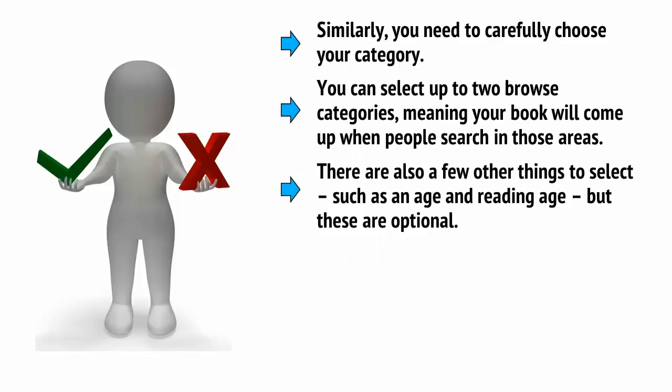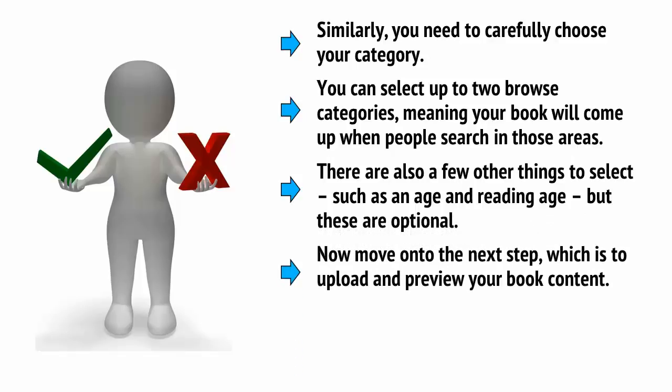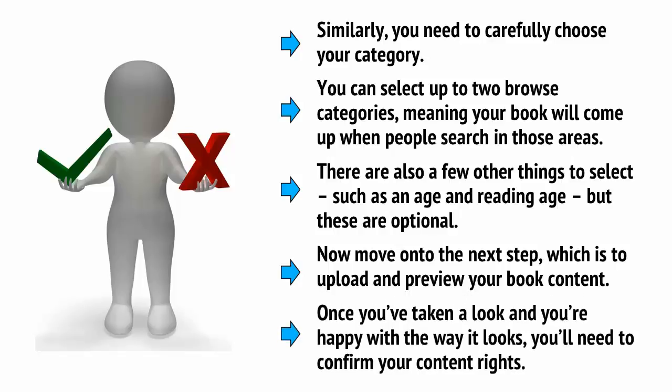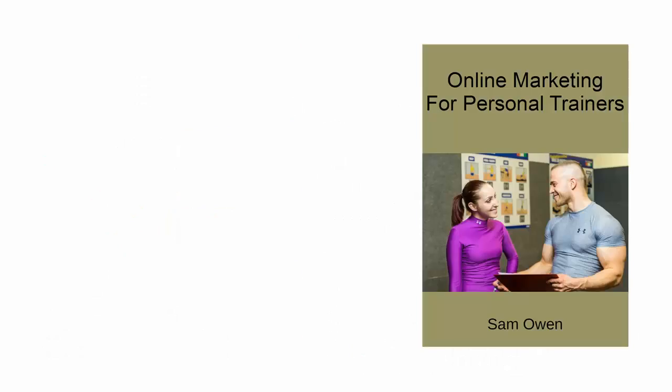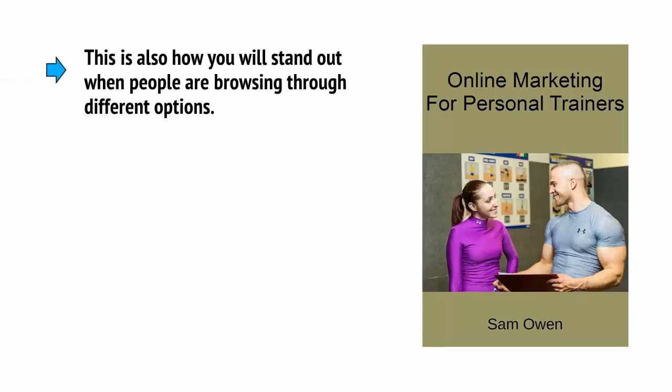There are also a few other things to select, such as an age and a reading age, but those are optional. Now move on to the next step, which is to upload and preview your book content. Once you've taken a look and you're happy with the way it looks, then you'll need to confirm your content rights. This is also the point at which you'll be adding your cover. This is one of the most important factors when it comes to getting downloads, as it's going to be what people look at, along with the title and description, when making their decision. This is also how you'll stand out when people are browsing through different options.